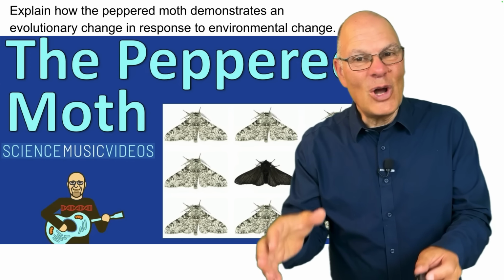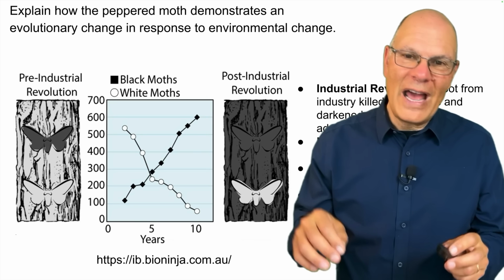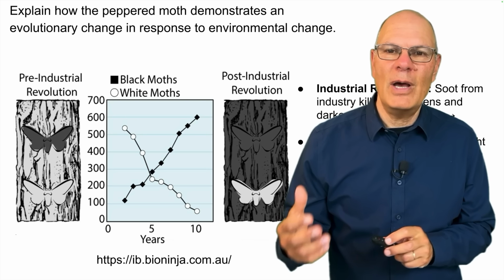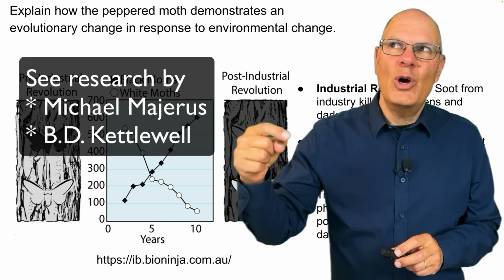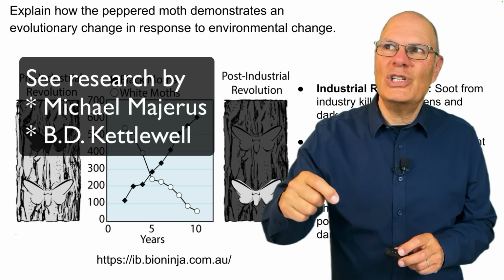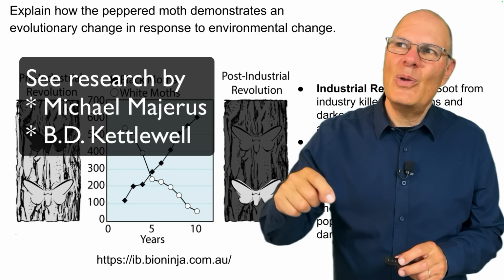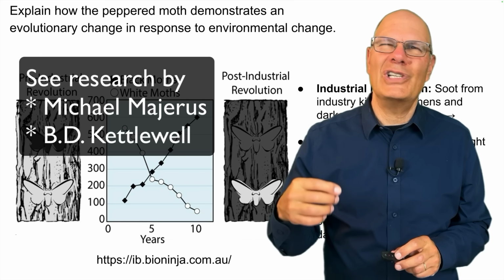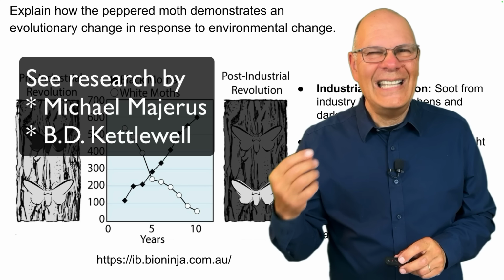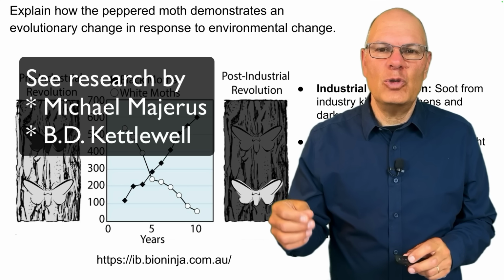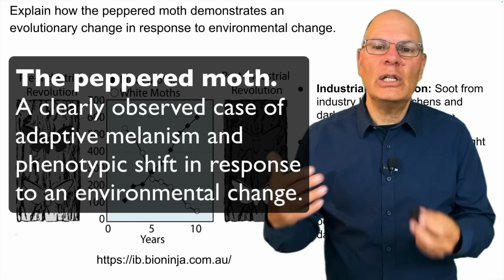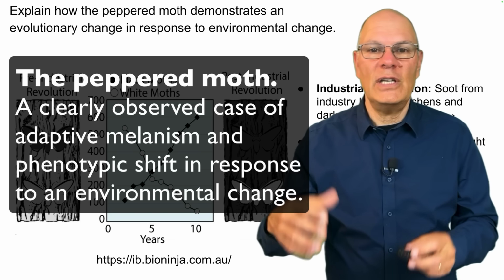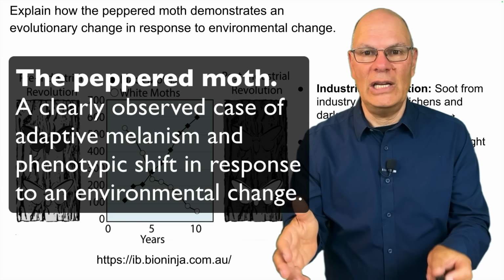I have a song about the peppered moth, and there's also fascinating stuff related to the history of this because it was embroiled in some controversy, but the work of Michael Majerus, which was done in the early 2000s, which replicated some work done by B.D. Kettlewell, which was done in the late 1800s or early 1900s, established this as a clearly observed case of adaptive melanism, phenotypic shift in response to an environmental change.